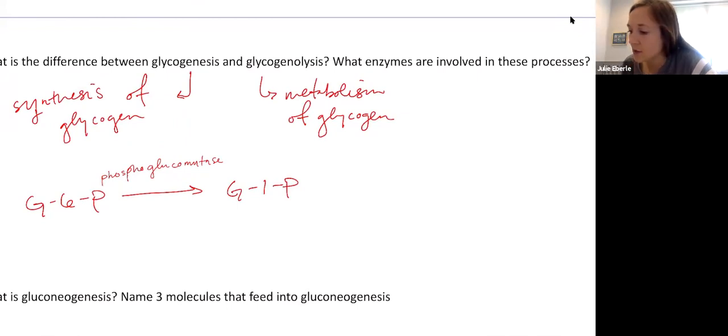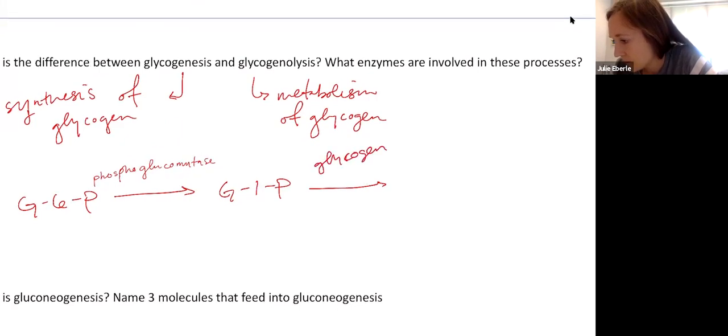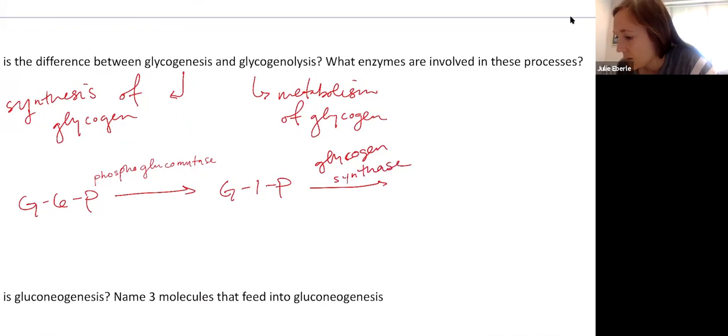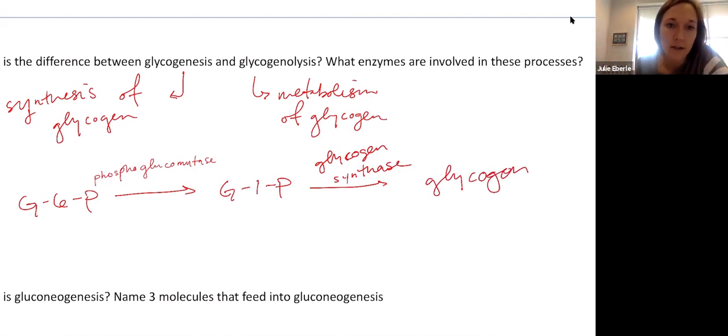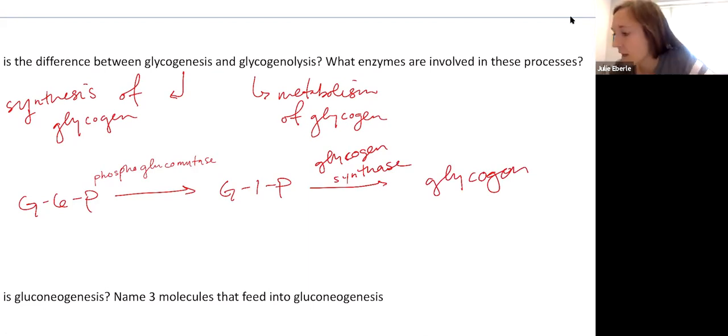Then once we have G1P, we take it to the liver where we store glycogen, and basically the next important enzyme is glycogen synthase. And remember that UTP, UDP molecule I was talking about? It's kind of the chauffeur of glucose 1-phosphate, chauffeurs it to the liver, and then we add it to glycogen. We dephosphorylate it, take the phosphate group off, and then we just link these monosaccharides of glucose together. They are all linked together.